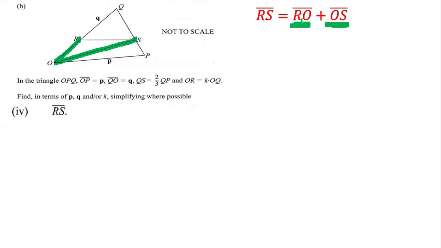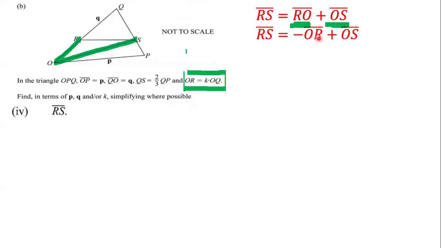Well, it's fine to switch the letters. Instead of having RO, we can have OR. The reason we want OR is because we don't know what RO is, but we know what OR is. So we're going to switch the letters. But there's a penalty for switching the letters: you have to put a negative sign in front of it. So RO is actually equal to negative OR. And so RS is equal to negative OR plus OS.